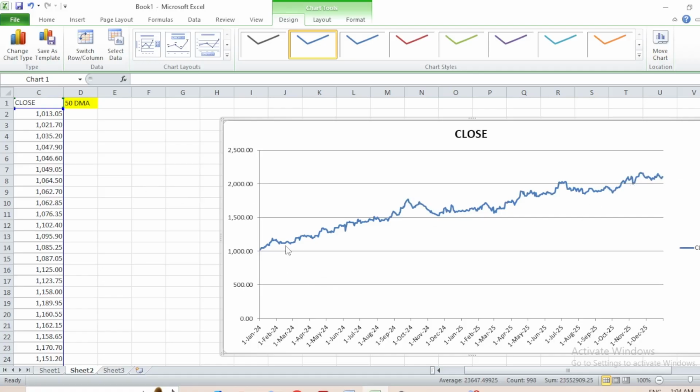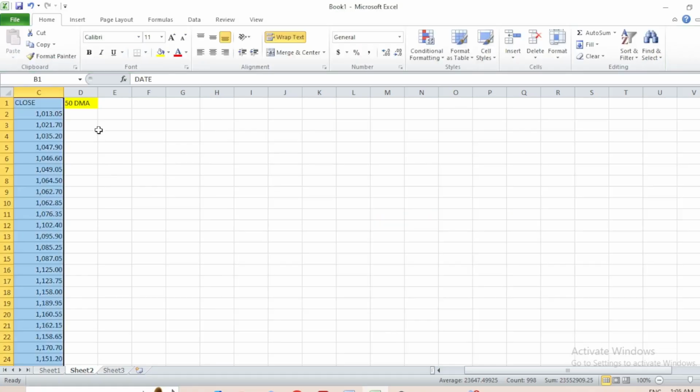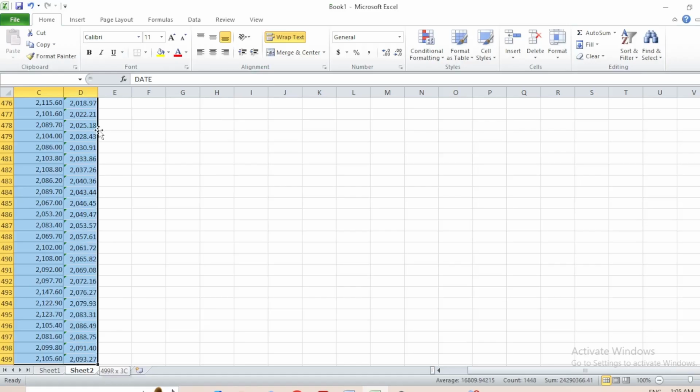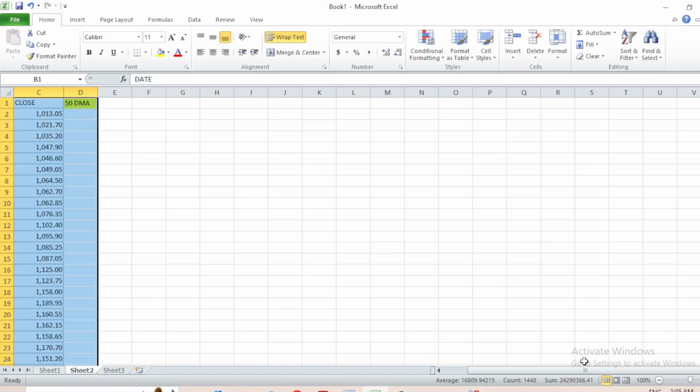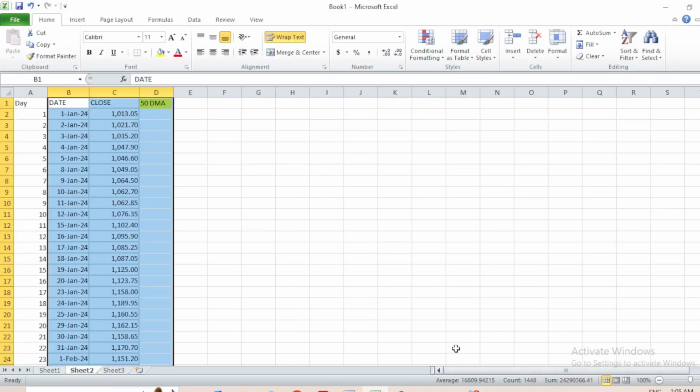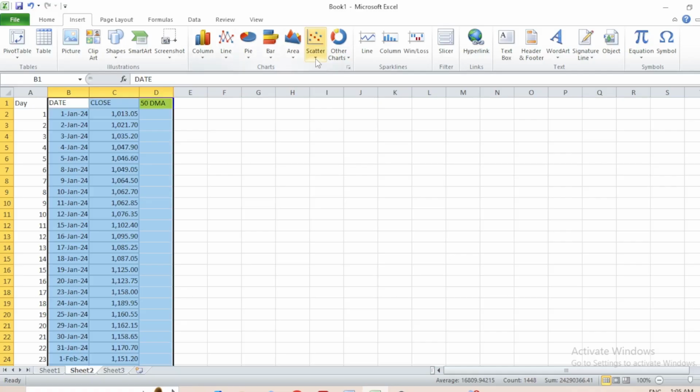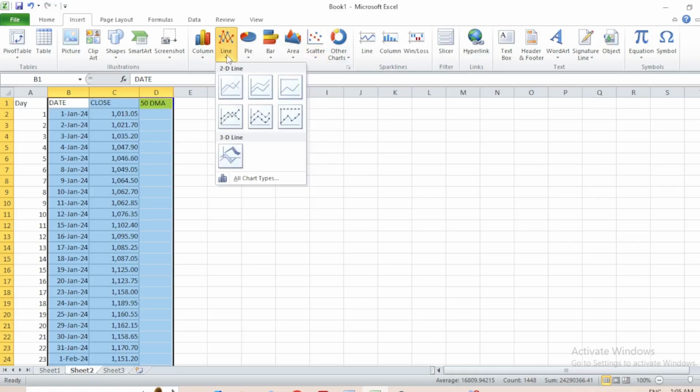So to get a better picture, I will remove this chart. Now I am including the 50 DMA also. That would mean my chart will now include three things. Number one, date. Number two, closing price. And number three, the 50 days moving average. Going to the insert tab, using line chart, 2D lines.